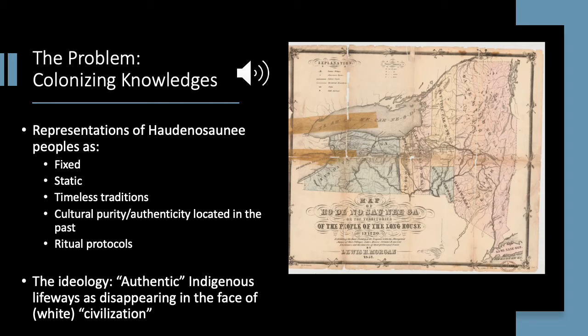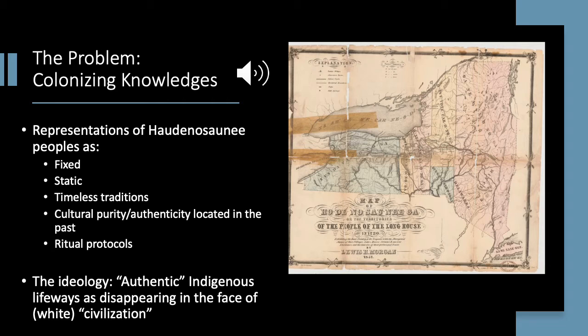And the idea was authenticity was located in the past. It was located prior to European influence. And European influence was seen to contaminate indigenous ways of life, to make them less pure. And so anthropologists weren't trying to study that kind of influence. They were trying to study this kind of imagined purity that existed before.